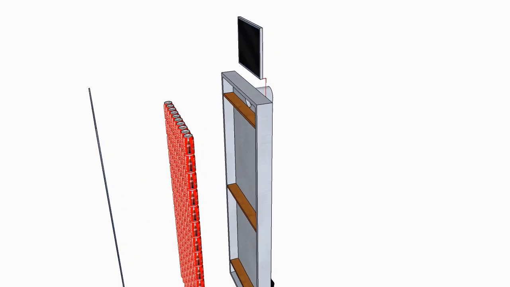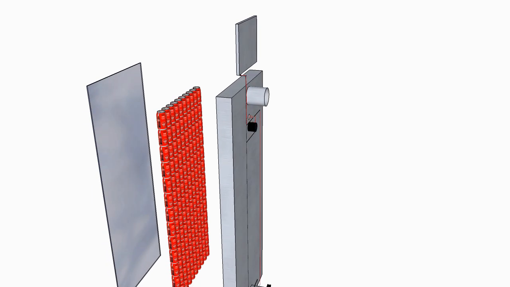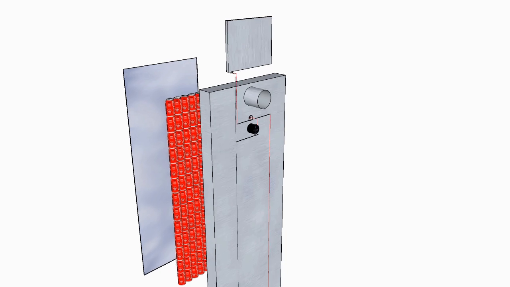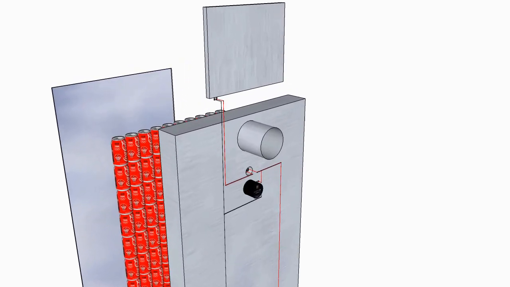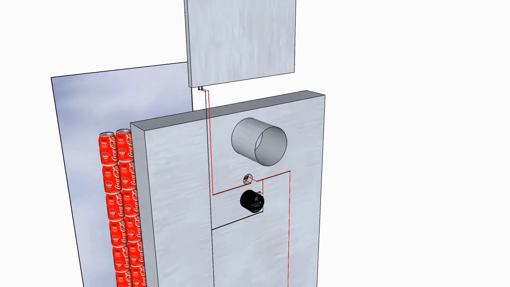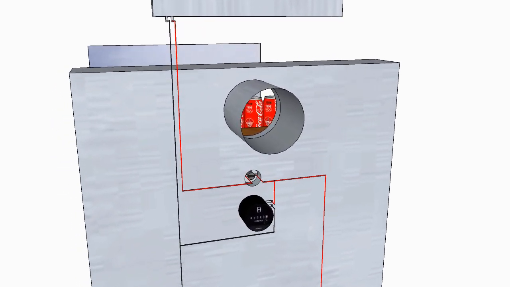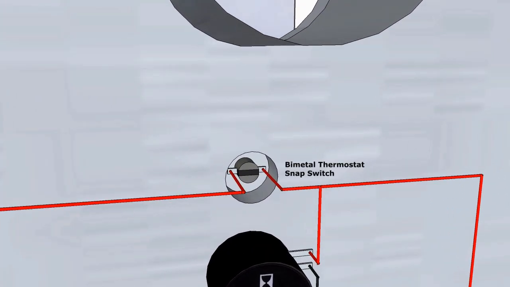Air does not start to circulate until 40 degrees Celsius or 104 Fahrenheit is reached inside the heat chamber. This is also completely automatic. I'm using a bimetal thermostat snap switch, which remains open until the surface reaches 40 Celsius, and then the switch closes, completing the circuit, and remains closed until the unit cools to about 30 Celsius or 86 Fahrenheit.